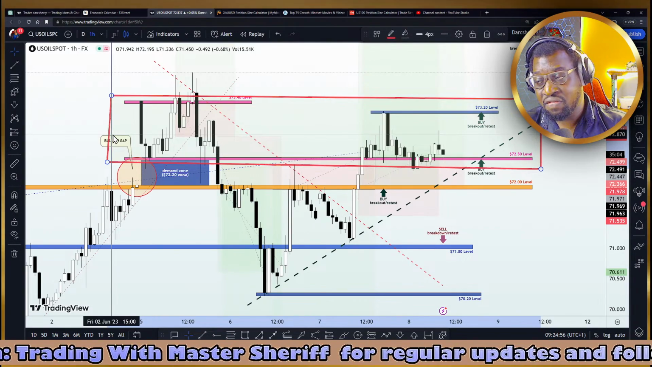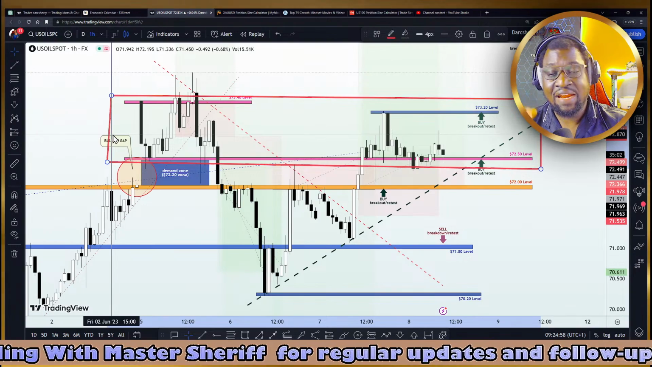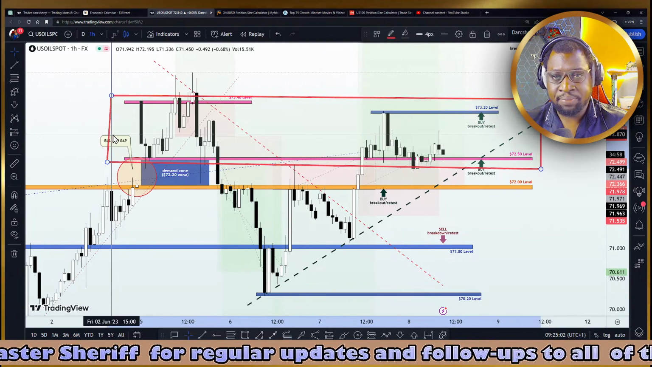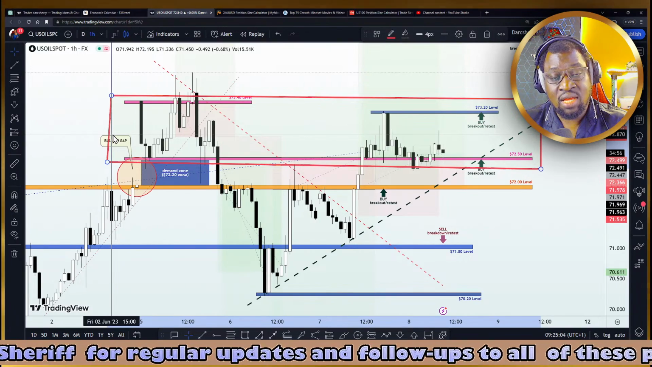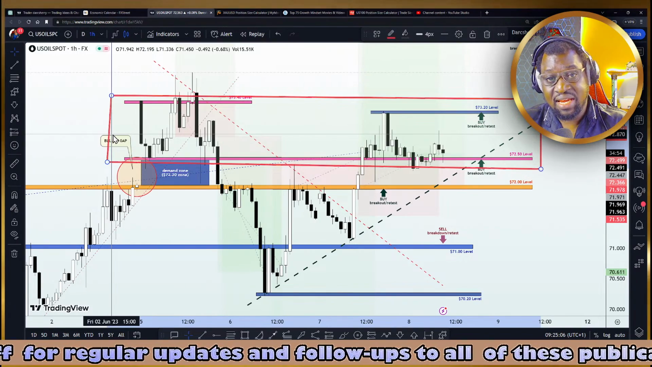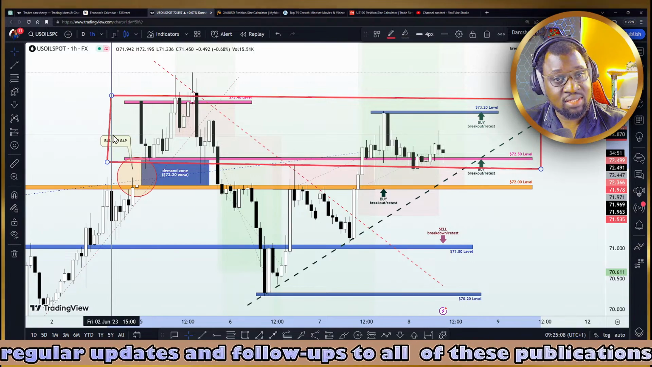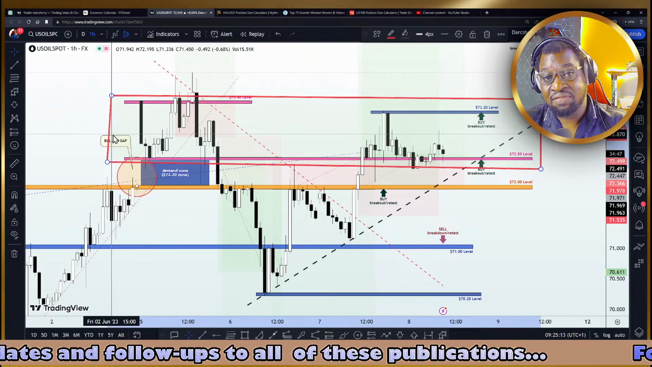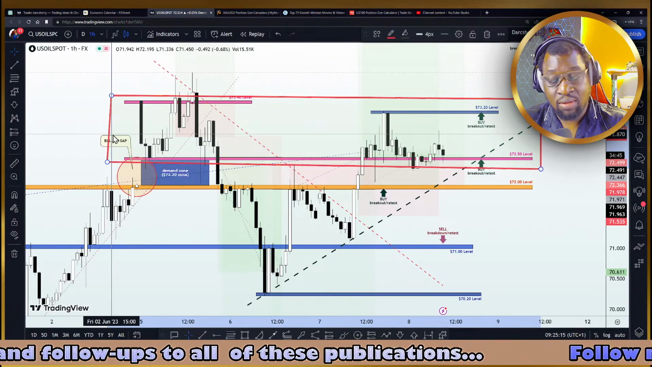So we want to be very, very mindful of that. And if we begin to see signs that sellers are coming in, like probably shooting star candles, continued selling pressure around this area, then we don't want to ignore the signs, and we want to act on them as quickly as possible to take advantage of a potential bearish move to the downside.